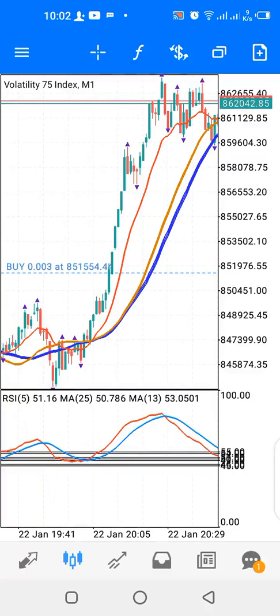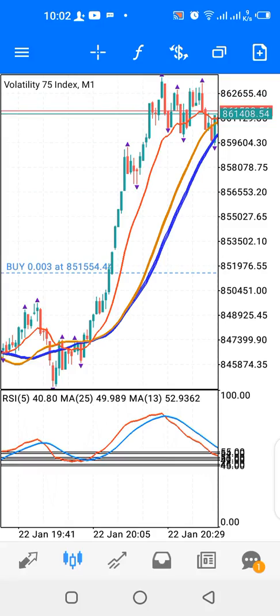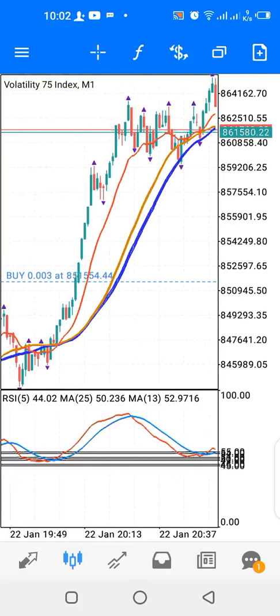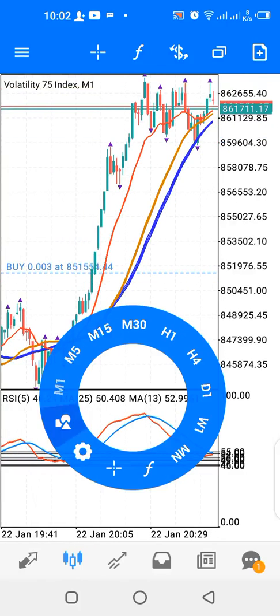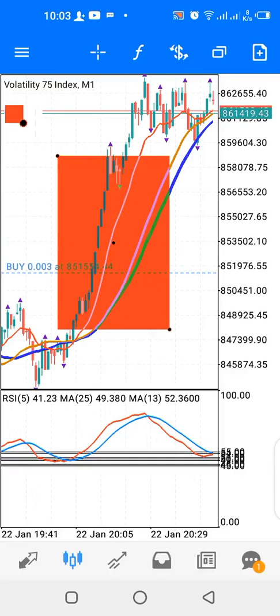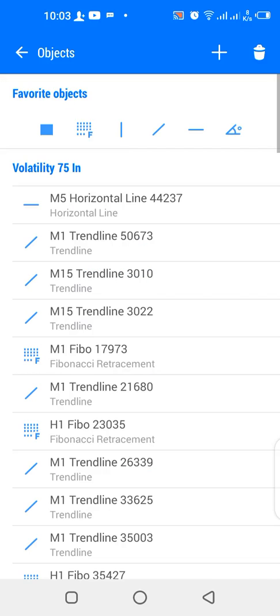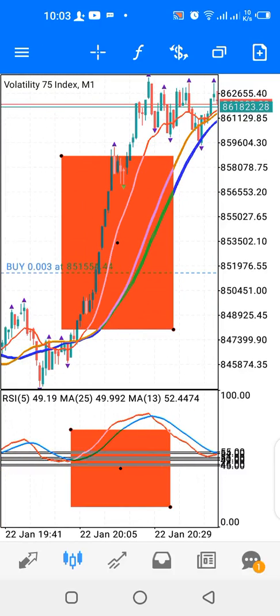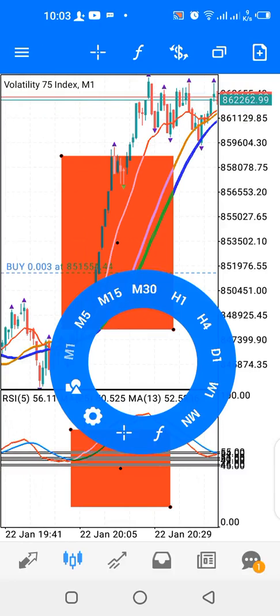Today we'll be looking at a strategy you can use to trade volatility index 75. On my screen I have V75 on the 1 minute time frame, and I have just two windows. This is my main window, and this is indicator window 1. Okay, so let's look at the settings.